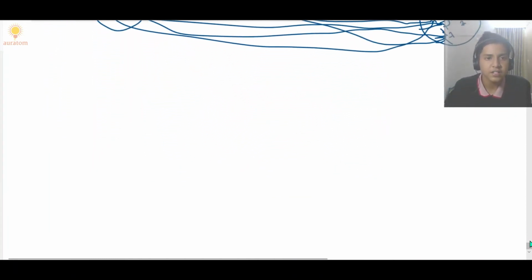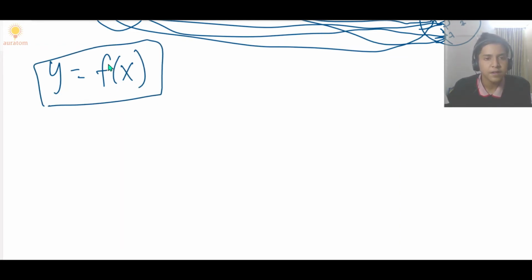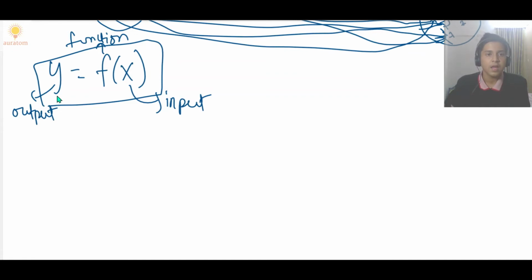So a function is usually represented like this: y equals f of x. You might have heard about this, where this is read as f of x with brackets in the middle, and here the x is the input and the f is a function, and this y is the output, right? And so y equals f of x is the most common representation of a function.